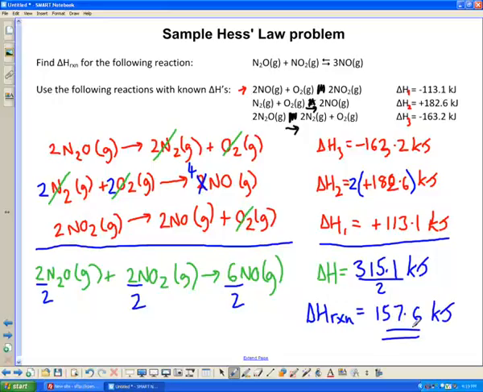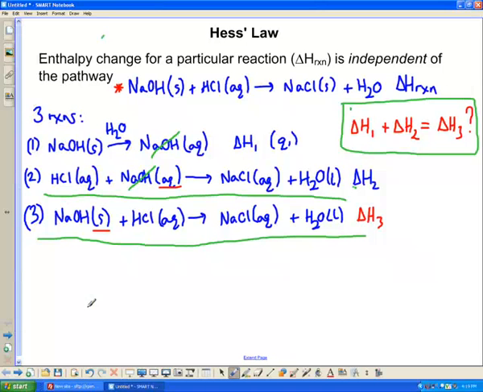That's the answer. So all we've done is take these 3 equations, manipulate them as we need to, add up all the delta H's after those manipulations, and do any division and multiplication at the end to get from here to our final answer. That is Hess's Law, and hopefully it makes sense about what we're going to be doing in Hess's Law for the lab as well.